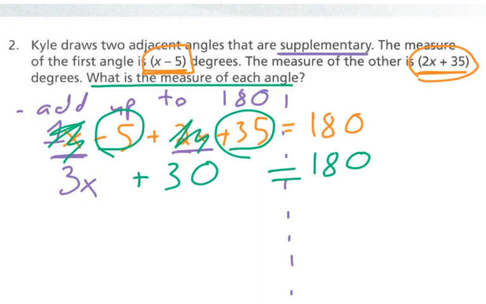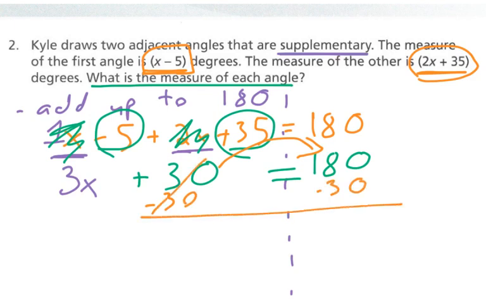So now I want to get my x's on one side and my numbers on the other. So I want to move this 30 over here to be with the 180 so that I can separate my letters and numbers. But I got to do the opposite of adding 30 to move it over. So what's the opposite of adding 30? Subtracting 30. So I'm going to subtract 30 from both sides, and that gives me 150 equals, and then I'm just going to bring down this 3x. So now I've got 3x equals 150.